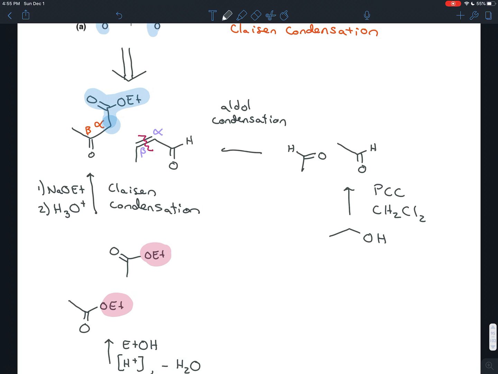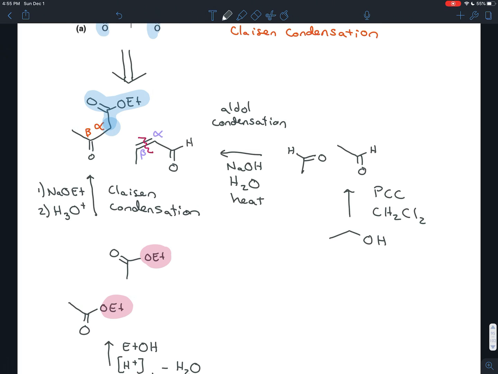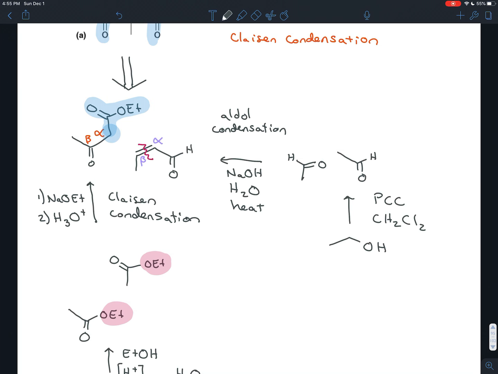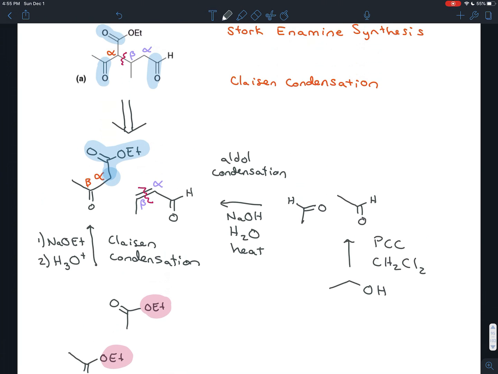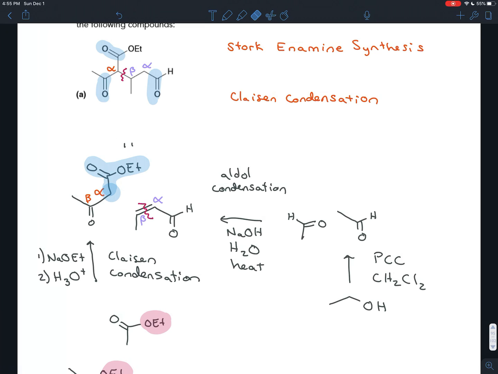And then if you want to do the aldol condensation, you would just need to add sodium hydroxide, water, that would do the aldol addition, and then heat to do the condensation, the elimination, to get the alpha-beta unsaturation. And once you have those two molecules, you can put them together. We don't actually even need to do the Stork enamine synthesis because this molecule, the alpha carbon there, is alpha to two different carbonyls. So you can just use a base to steal that off.